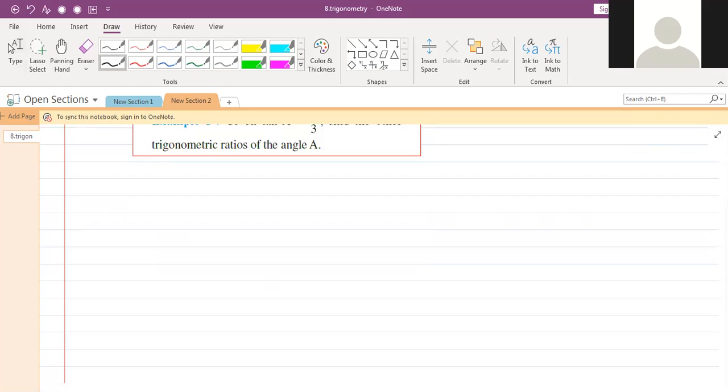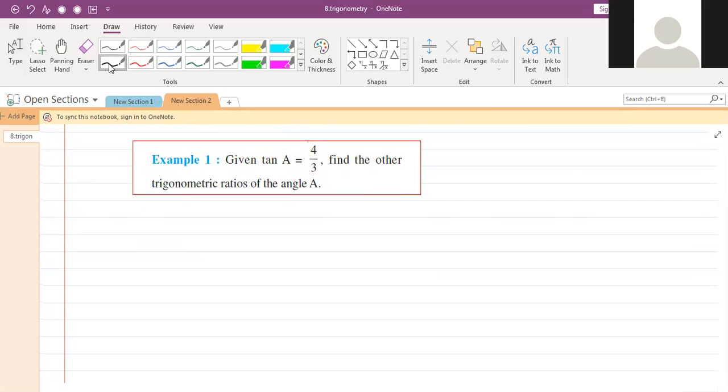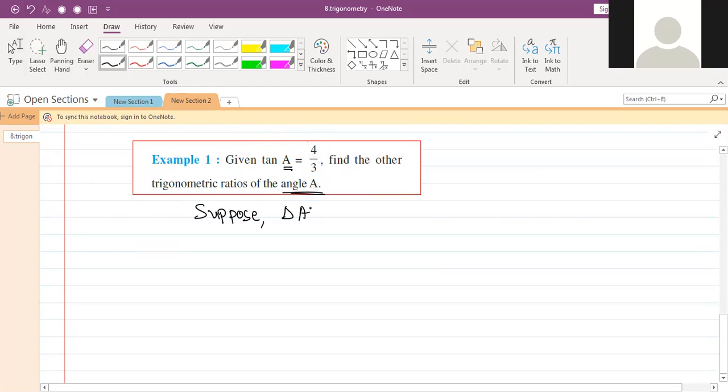Here tan A is given, and the value of tan A is given as 4 upon 3, and we have to find the other trigonometric ratios of angle A. In this question, one important thing is that tan A is given. Suppose we consider triangle ABC, and tan A is given as 4 by 3. So A cannot be taken as 90 degrees. Either B or C, anyone we can take as a right angle.